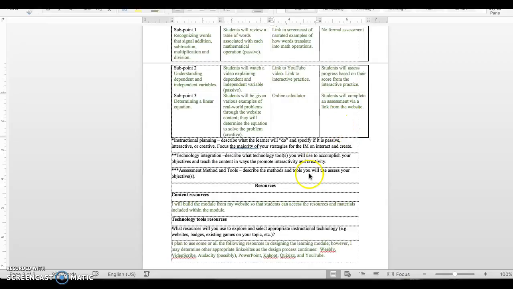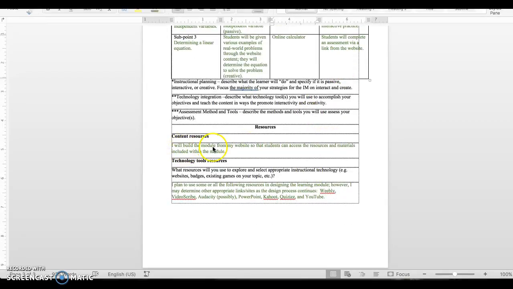Content resources. I'm going to, as I mentioned before, build the module from a new website so they can access the resources and materials included. And while I'm not sure exactly that I will use all of these technological resources, I know Weebly, VideoScribe, possibly Audacity, PowerPoint, Kahoot, Quizzes, YouTube, all great resources, and perhaps some new ones that I didn't even list here, but looking forward to it, looking forward to creating a great module.